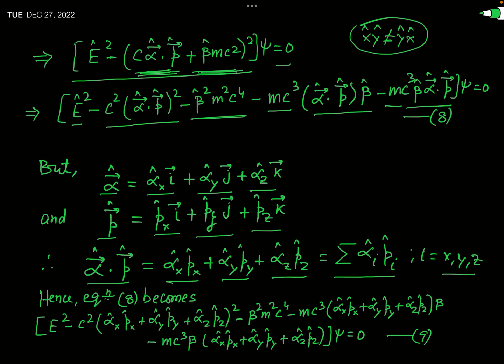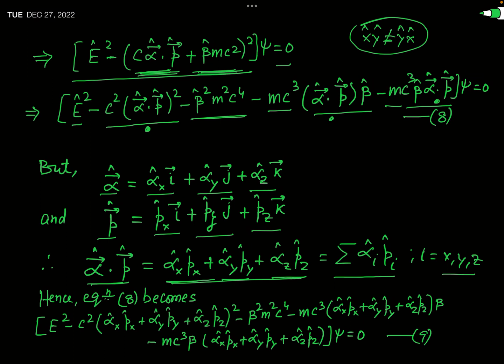Now, this value of alpha dot p, which is equal to this much, let us substitute it in equation number 8. Here, which I am marking by this dot symbol, there is alpha dot p, here is also alpha dot p, and here is also alpha dot p. There will be a lot of algebra, and instead of alpha dot p, we will write this expression: alpha x px plus alpha y py plus alpha z pz.